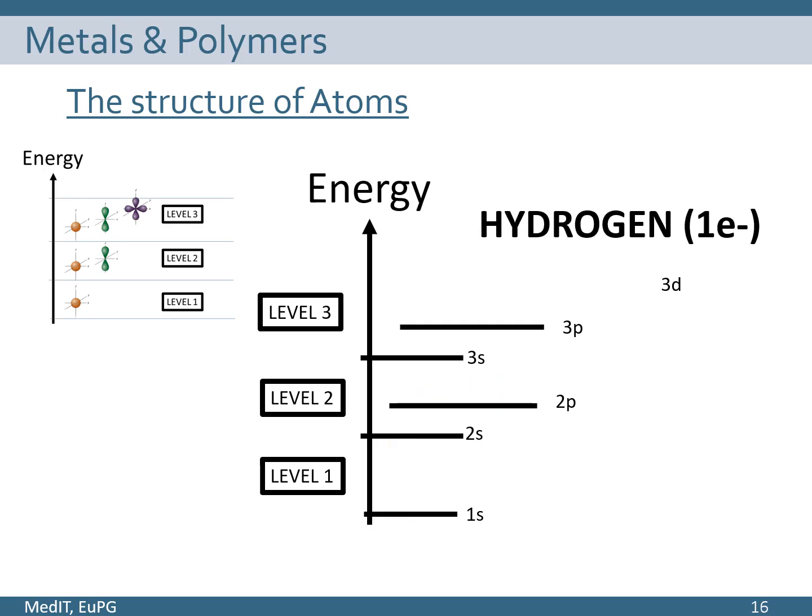Good. Now, I hope you also took the time to think about the electronic structure of hydrogen. This is super easy. Here we just have 1 electron, so this is the electronic structure of hydrogen. It's 1s1.